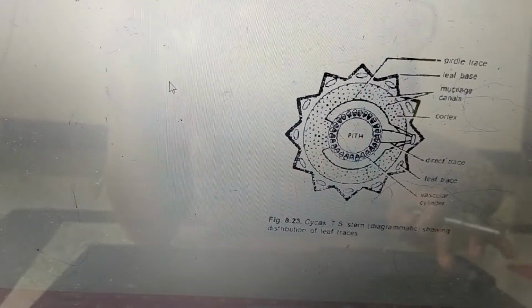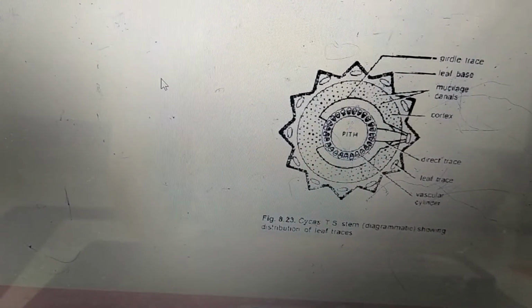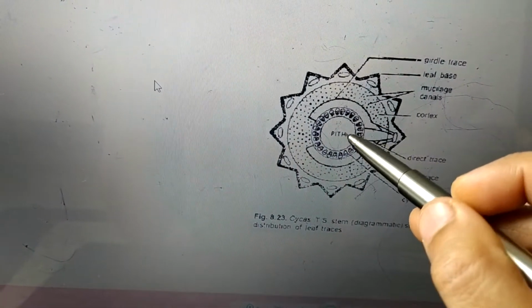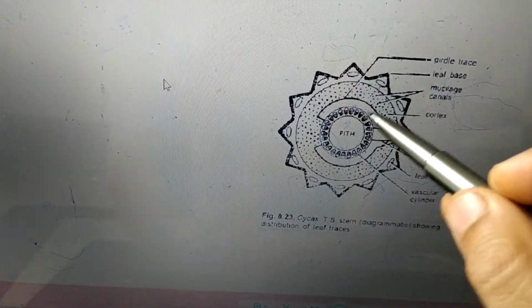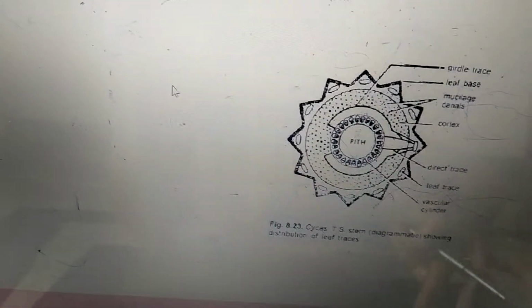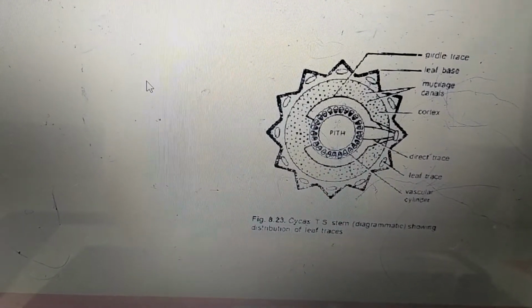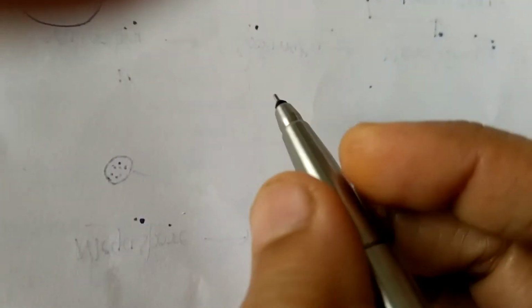Now what exactly are leaf traces? These leaf traces are nothing but a vascular supply to the leaves from the main vascular bundle. This is the main vascular bundle. From the main vascular bundle, some part of it gets separated. That separated part we call a leaf trace. That will enter the young growing leaf and form the vascular cylinder of that leaf. So leaf traces are nothing but a vascular supply to the leaves from the main vascular cylinder. This is what we mean to tell you.